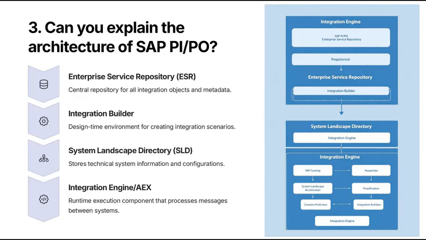3. Can you explain the architecture of SAP Pi PO? Sure. SAP Pi PO follows a service-oriented architecture. It includes components like the Enterprise Service Repository, ESR, Integration Builder, System Landscape Directory, SLD, and the Integration Engine or AAE. The architecture facilitates message exchange using adapters and mappings between sender and receiver systems.